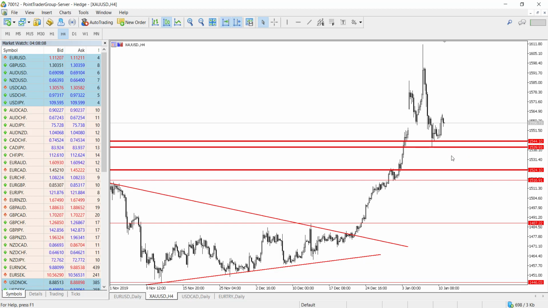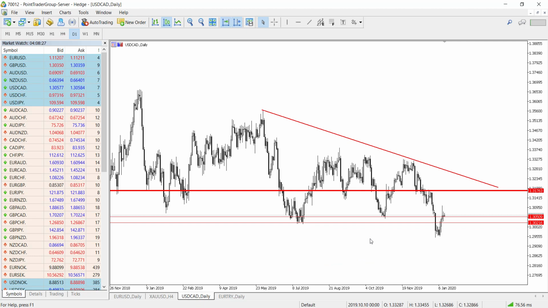On the other hand, if the level of 1540 is broken to the downside, this means the price might go downwards to reach 1524, and this is going to be the final target because we have a target before this, which is going to be 1530.